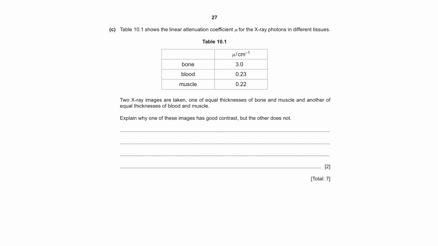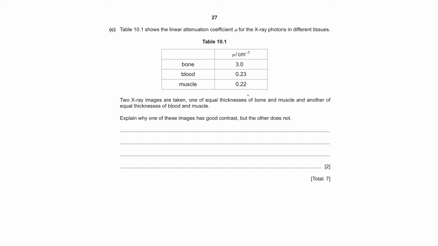Part C of the question says, Table 10.1 shows the linear attenuation coefficient mu for the X-ray photons in different tissues. So we've got the mu value for bone, blood, and muscle. Two X-ray images are taken, one of equal thickness of bone and muscle, and another of equal thickness of blood and muscle. Explain why one of these images has a good contrast but the other does not.